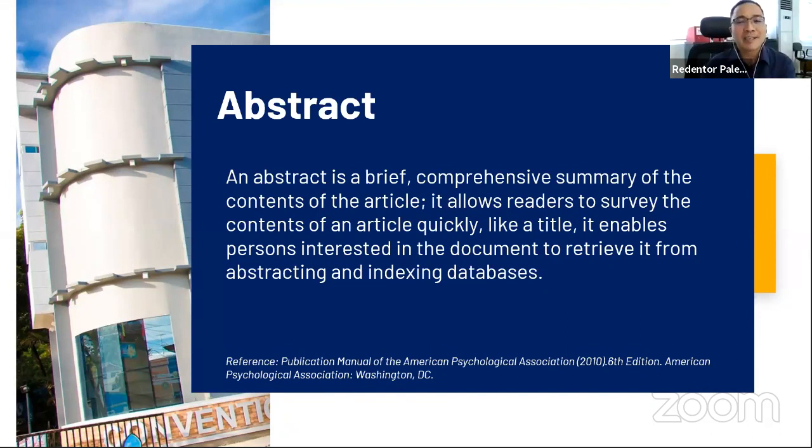The first definition, ladies and gentlemen, comes from the Publication Manual of the American Psychological Association. It says that an abstract is a brief, comprehensive summary of the contents of the article. Let's take a look at the keywords. The keyword there is brief, but take note: brief but comprehensive. To continue with the definition, an abstract, based on the Publication Manual of the American Psychological Association, allows readers to survey the contents of an article quickly.